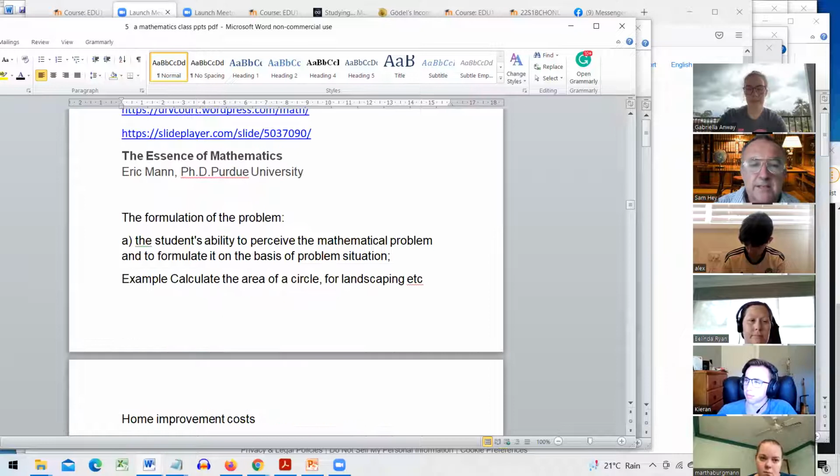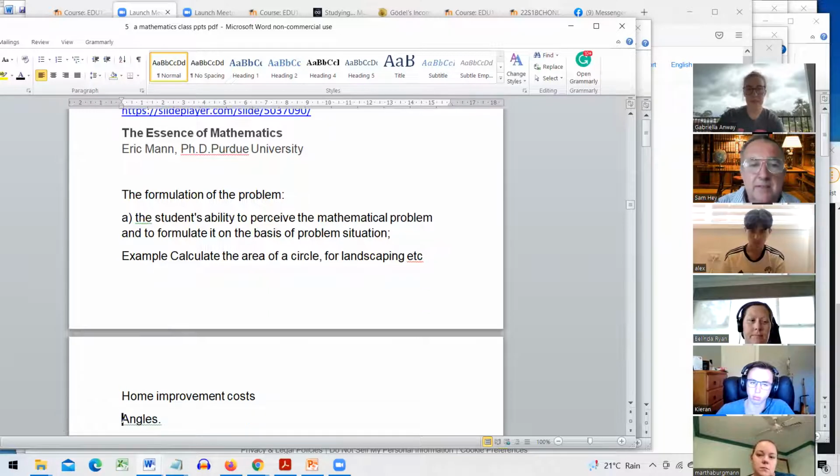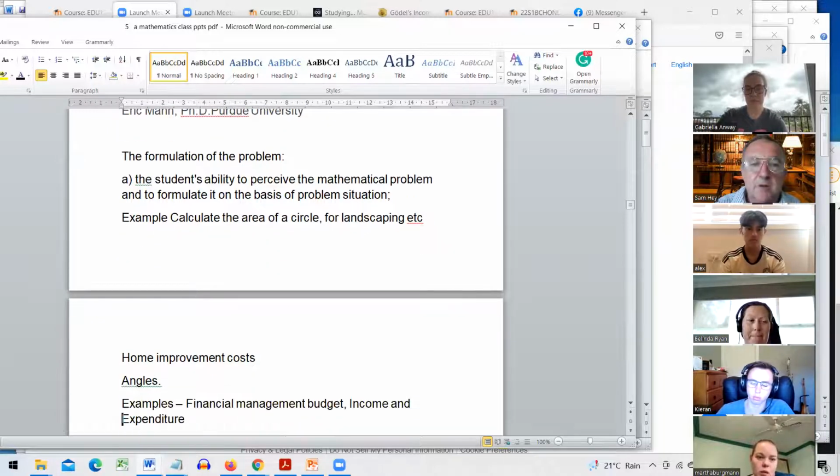There's a lot on the internet about different ways of tackling mathematics. This is from Eric Mann from Purdue University, Essence of Maths, in which he talks about formulating the problem. That is, too often in maths, we don't think enough about problems that relate to the task we're doing.